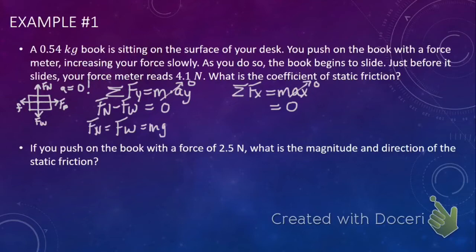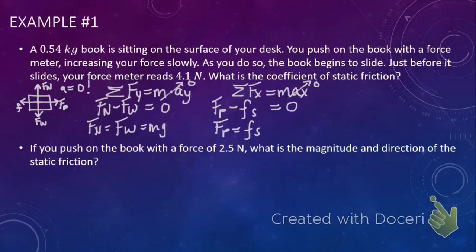Our sum of forces in the x direction are our push, which I went ahead and set as positive, minus our frictional force, which is to the left, which is negative. That goes ahead and tells us that our frictional force is equal to our push. All right, and we can continue to move on.